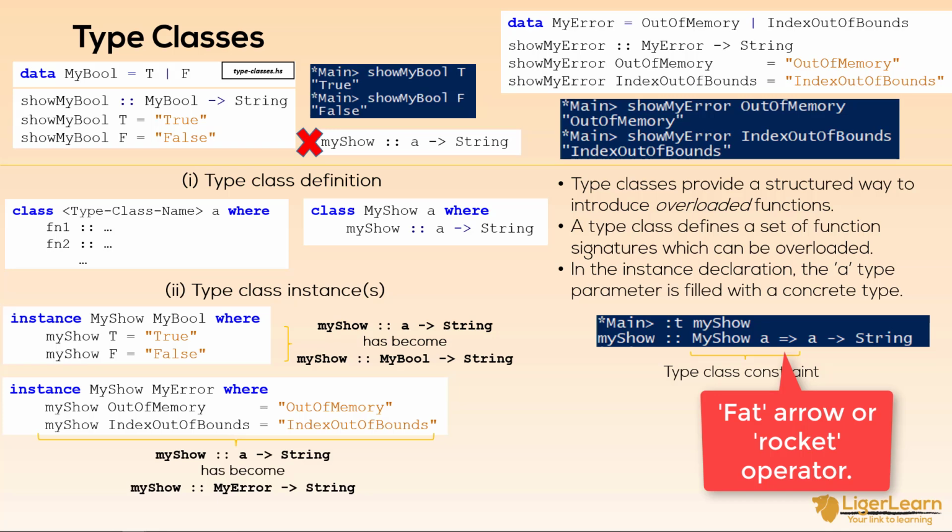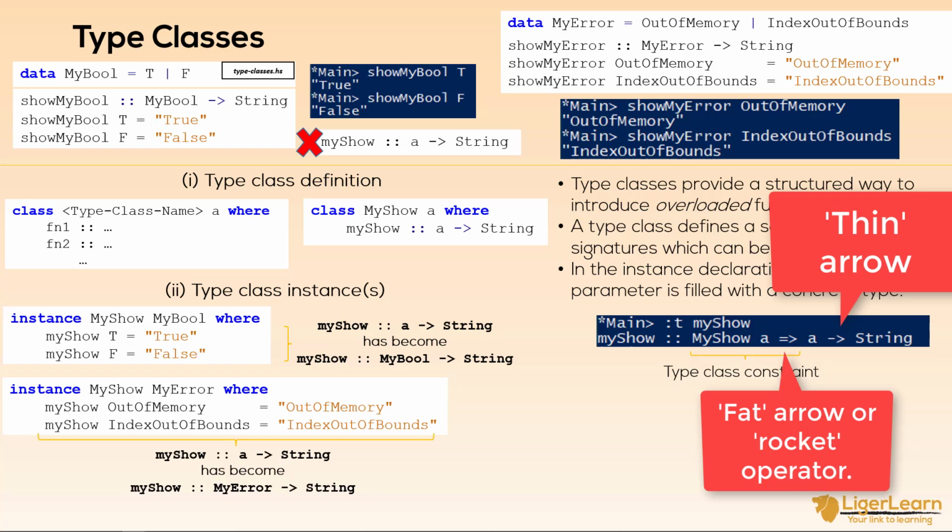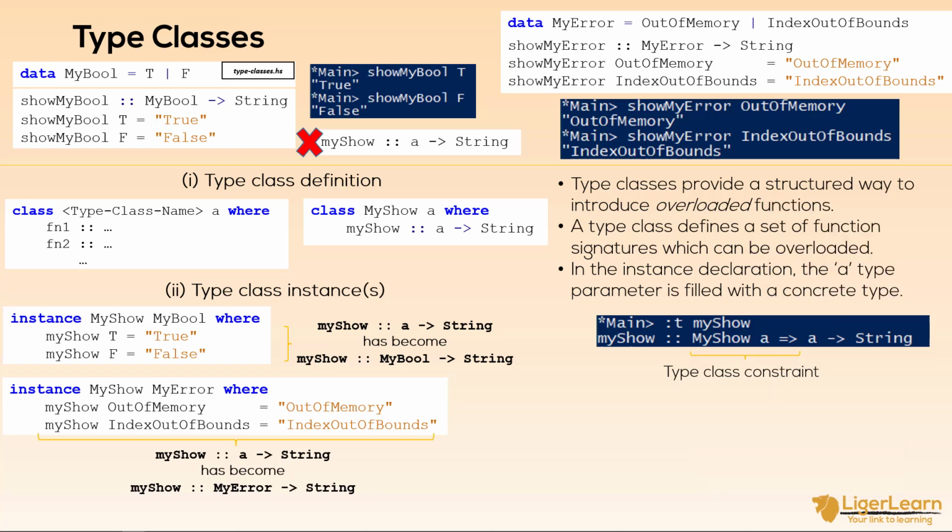We call this new type of arrow a fat arrow, as opposed to the other thin arrow which we have already been using in our type signatures. Essentially, everything that comes between the double colon and the fat arrow is what we call a type class constraint. Sometimes it is called a type class restriction. We would read our generic myShow function signature as a function which takes in any type and returns a string. But with a type class constraint, we read this as a function which takes in any type which has an instance of the myShow type class and returns a string.